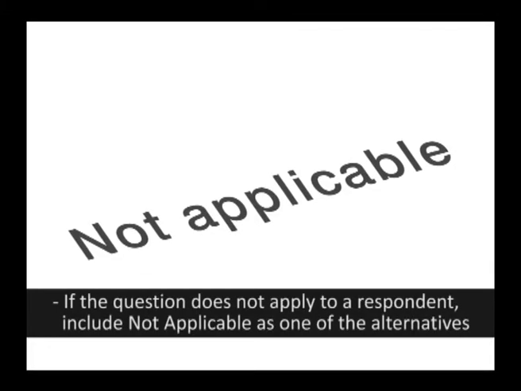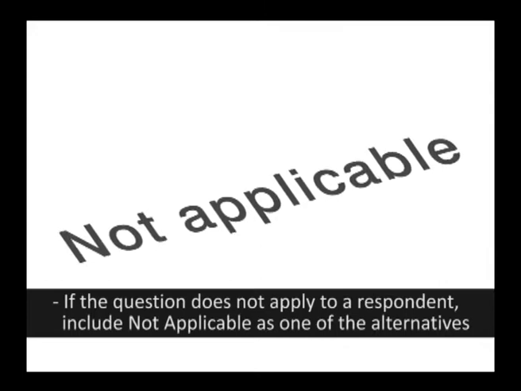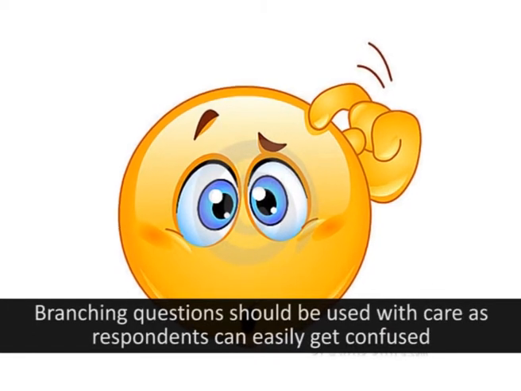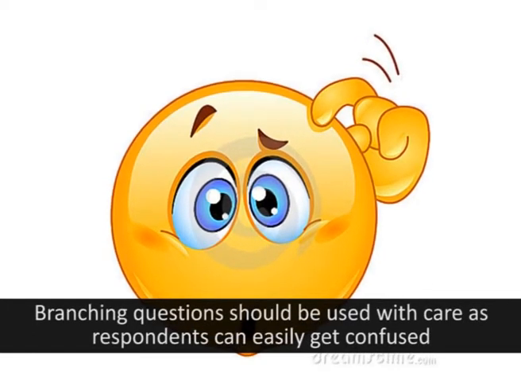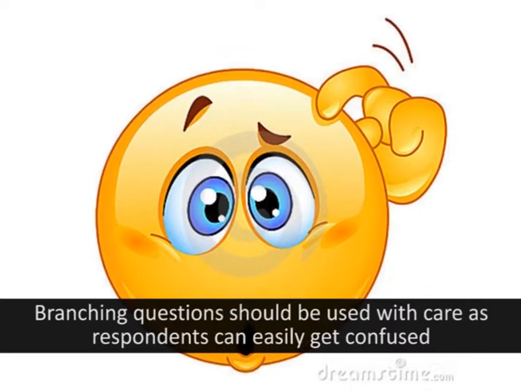If the possibility exists that a question does not apply to a respondent, include "not applicable" as one of the alternatives. Skip, branching or contingency questions. This kind of question is used when a set of questions is only applicable to a subgroup of respondents. Branching questions should be used with care, as respondents and sometimes researchers can easily get confused, which may result in a loss of information. It is therefore essential to give clear, unambiguous instructions.